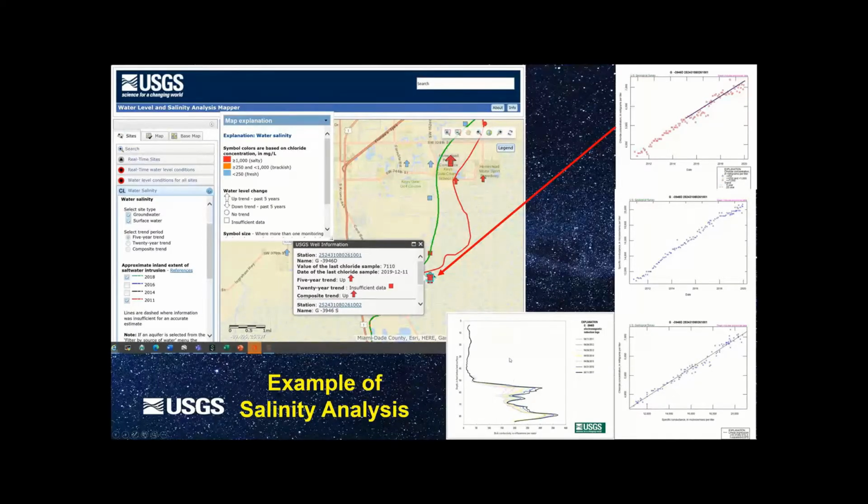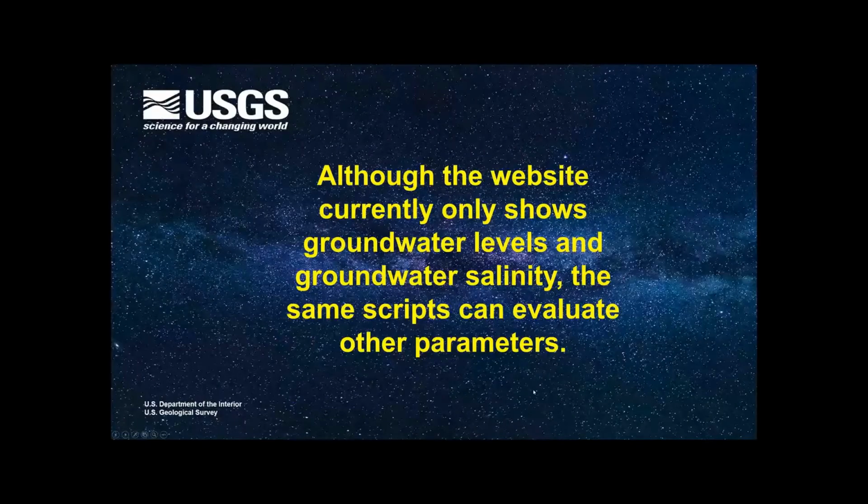So the graph towards the middle below the map shows the result of a series of electromagnetic induction logs that were collected through time. So the y-axis is depth, and the x-axis is bulk conductivity, and the bulk conductivity has increased through time, which is not surprising considering that the chloride concentration is increasing.